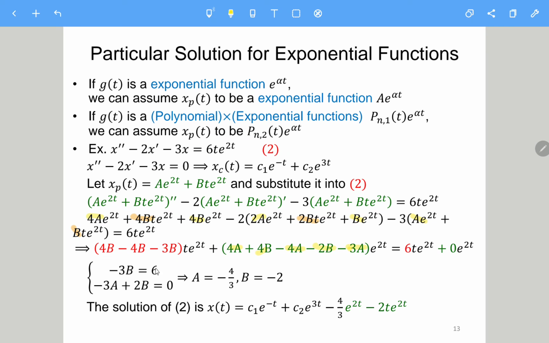Okay, so we get this joint equation, and then we can solve for a and b, and we can plug it back to the particular solution here. And then finally, the complete solution will be the homogeneous solution plus the particular solution like this. Now, similarly, we don't have the initial condition, so we cannot determine the C1 and C2 yet.